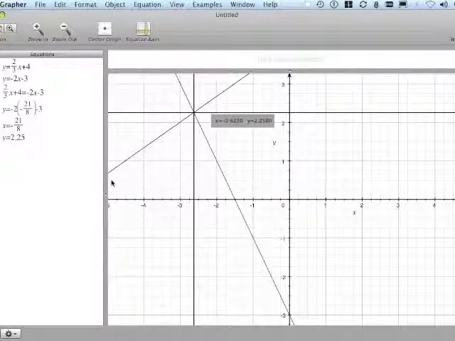This is Gr075, solving a system of equations and using it to check the algebraic steps of a pencil and paper solution.